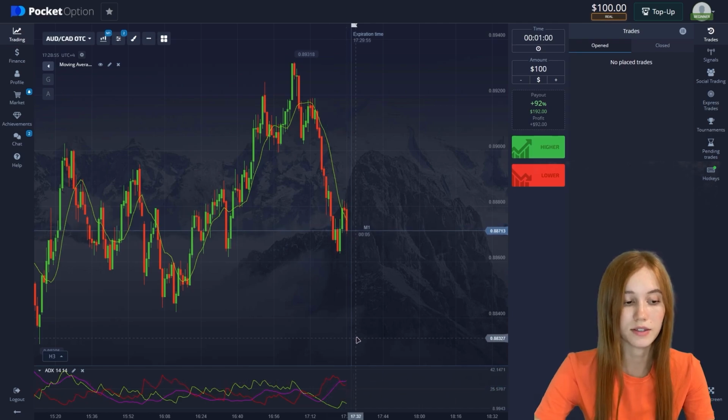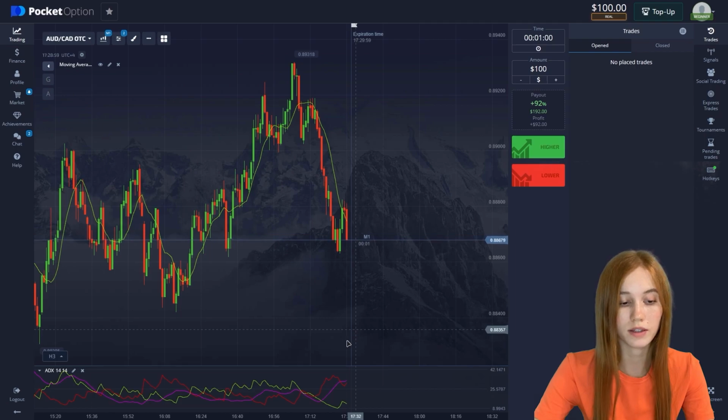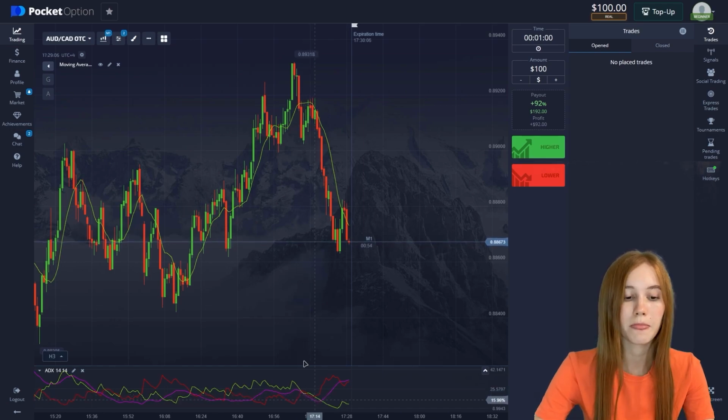We see that the strength of the trend has increased. Before that, it was in average values, then it dropped a little and then a sharp drop occurred. The trend rose sharply, and now there are also sharp adjustments.